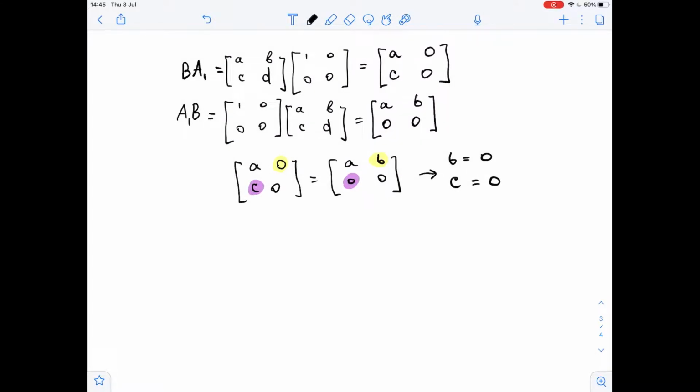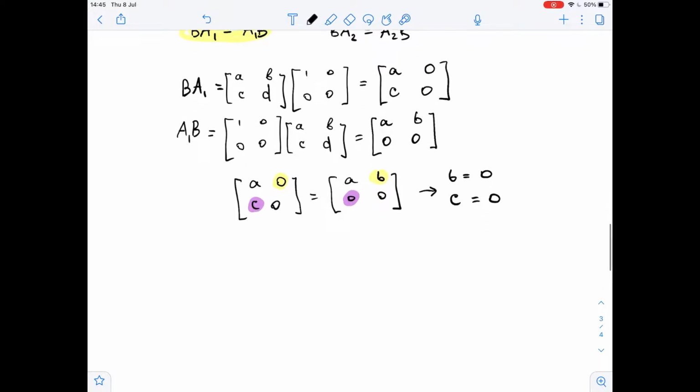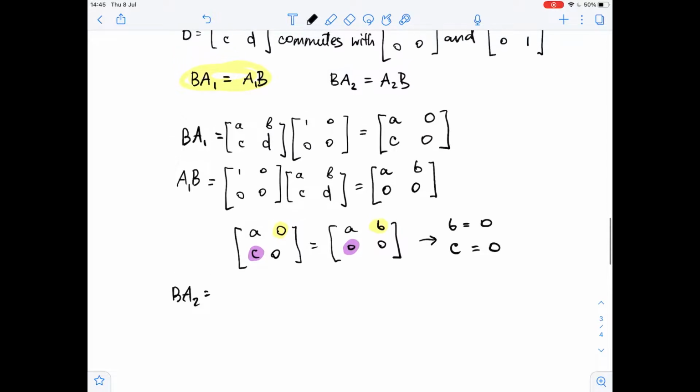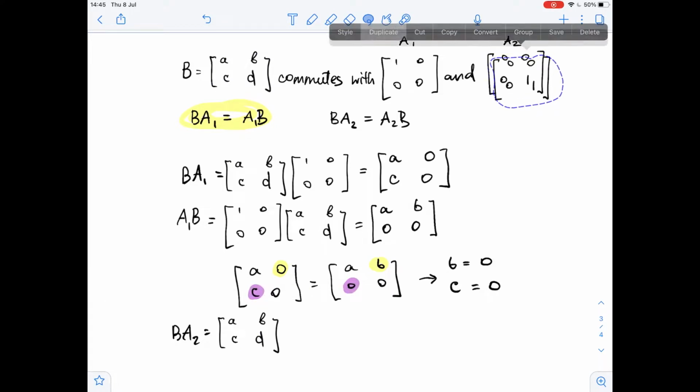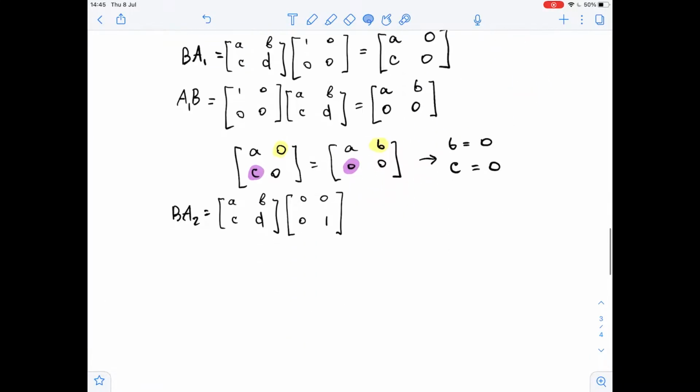Well, now let's look at BA2 and A2B. So BA2 equals matrix B times matrix A2. So here we get A times 0 plus B times 0 is 0. A times 0 plus B times 1 is B. C times 0 plus D times 0 is 0. And C times 0 plus D times 1 is D.